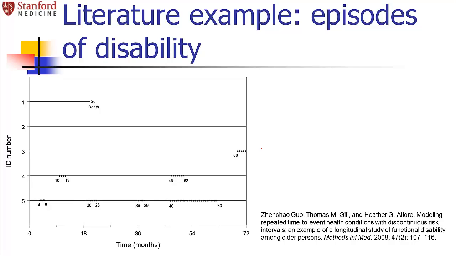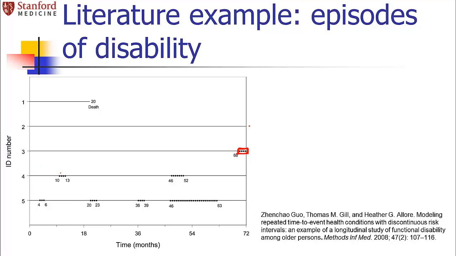What you're seeing on the graph is that, for example, this first person didn't have any episodes of disability, but they died somewhere during the study. Subject 2, right here, never had any episodes of disability. Subject 3 had a bout of disability starting at about 69 months into the study. And this whole thing, all these dots, is considered one episode of disability. So essentially every month they're having disability, those run together into one episode.